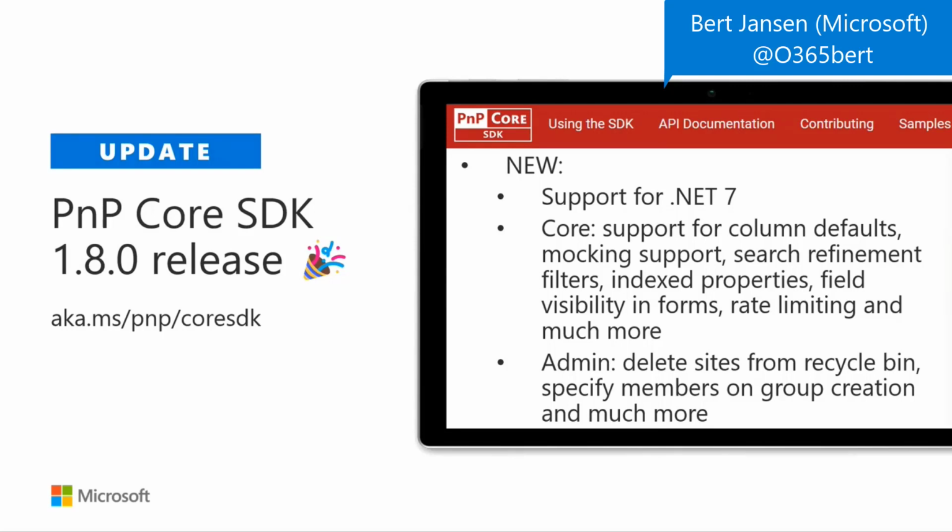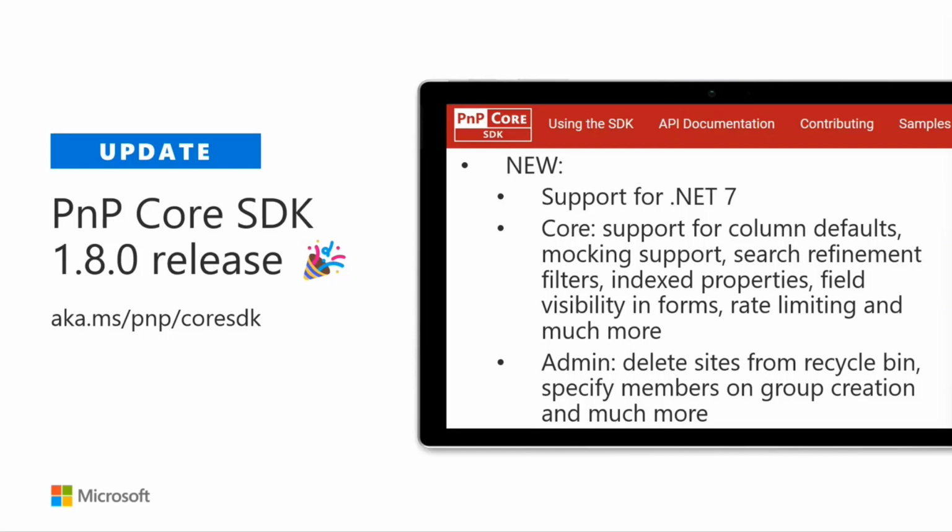Yesterday we released PnP Core SDK version 1.8, so it has been like 3 months since the previous release, so really happy to get this one out. Contains a ton of new stuff. Key new things are, for example, support for .NET 7. Did you know that .NET 7 was released like the day before? So we are really quick with our .NET 7 support. Like 1 day after GA of .NET 7, you guys can start using .NET 7 in PnP. Other things, support for column defaults, support for mocking frameworks, search refinements, well, plenty of changes in the core library, and the same for the admin library. Again, several changes that are part of this new release.